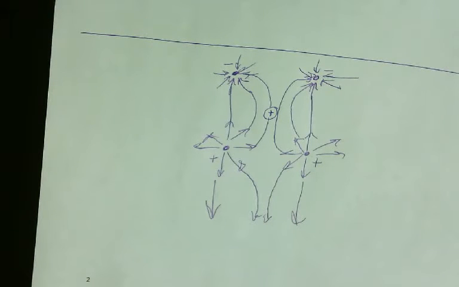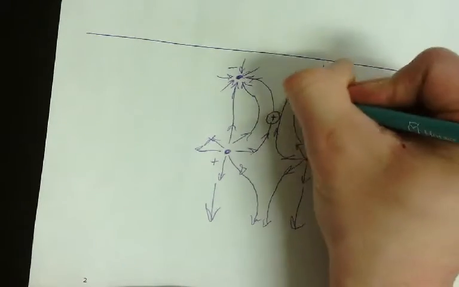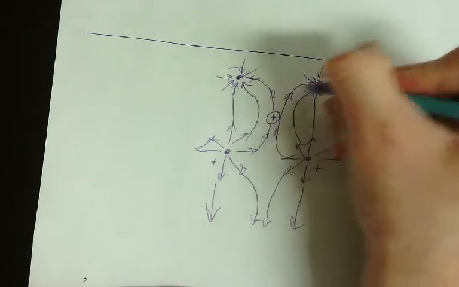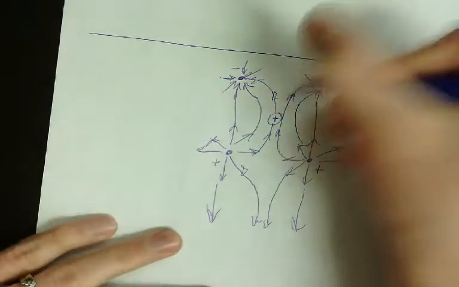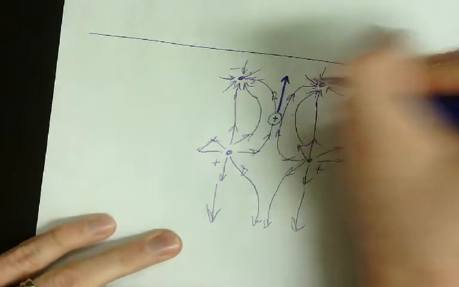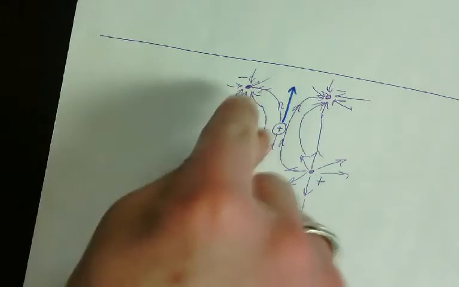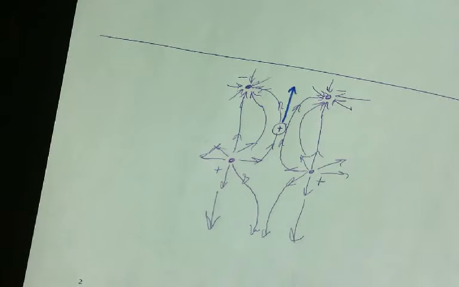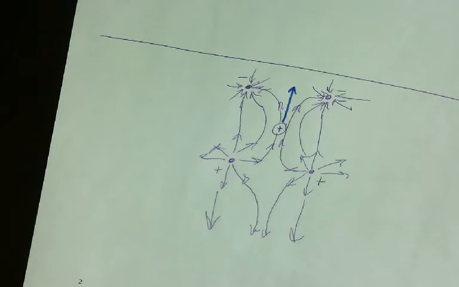What direction is this one going to go? It's going to follow the pattern. It's going to go up. Notice I didn't solve any math, didn't plug any numbers in. All I did was I drew the object, I drew the fields they make, I put a charge where it said, and then I figured out what it would do.